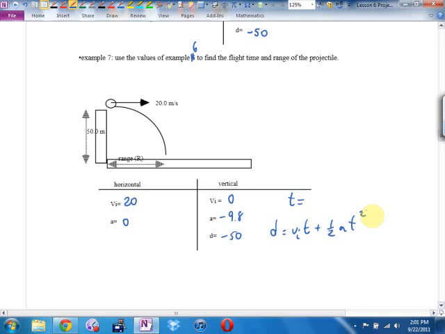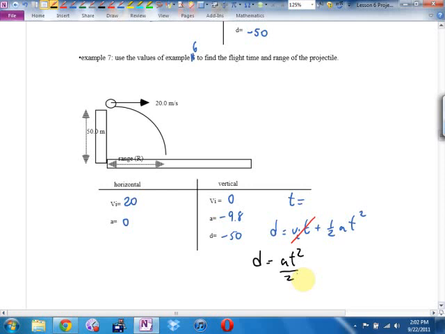Oh, and you know what? Alex, why can I do this? Vertically, VI is 0, which makes this an even easier equation to solve. Otherwise, this would be a quadratic, and I'd have to pull out the quadratic formula. Now, my equation is actually just D equals AT squared over 2. The over 2 came from the half.